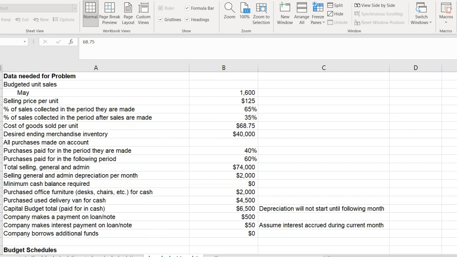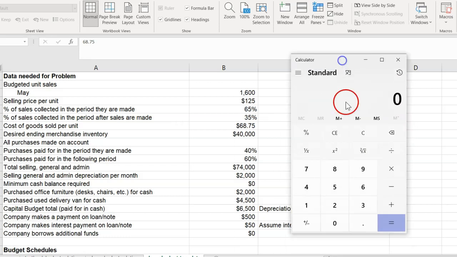And again, you can use formulas for this if you prefer. I'm just going to use the calculator to illustrate it. So 1,600 units times our cost, not our sales price, but our cost of $68.75. It's going to give us $110,000. So that's what I'm going to put down below for my cost of goods sold.